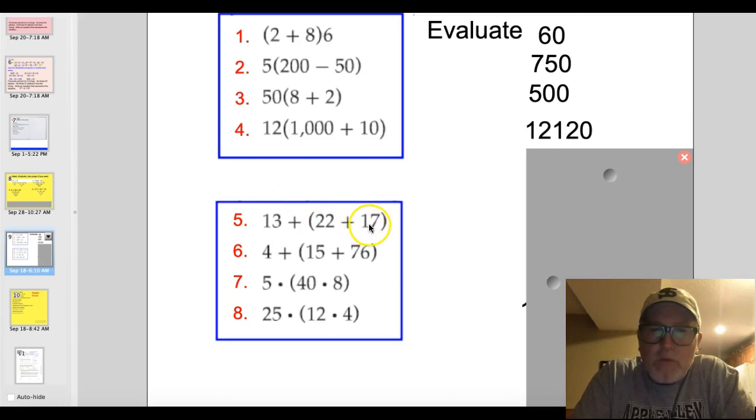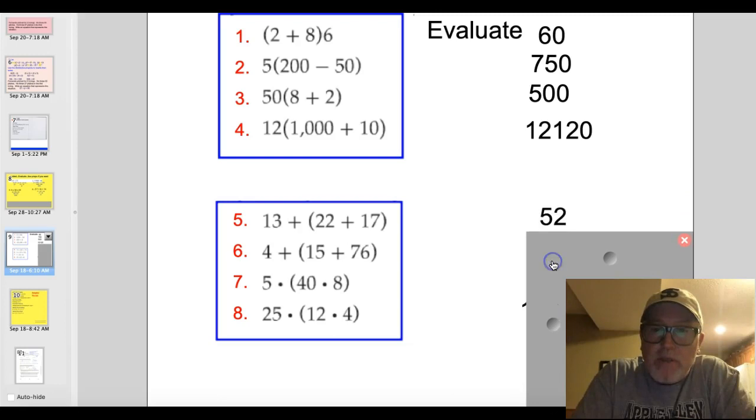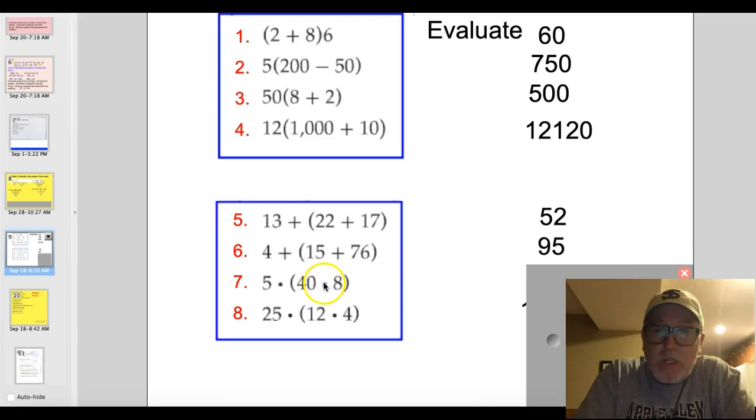These ones here, definitely properties. I can move these two together and call that 30 plus 22, so I can commute and use the associative properties there, and I got 52. These two here are compatible, so I could say this is 80 plus 15, so I can use both the commutative and the associative properties there. That's 95. This one here, let's see, how are we going to do this? I'm probably going to do 5 times 40 is 200. 200 times 8 would be 1,600.